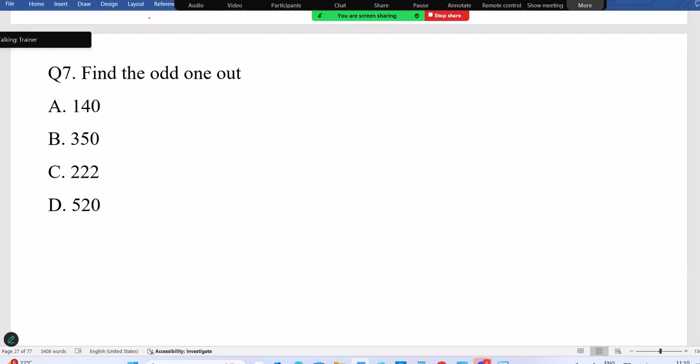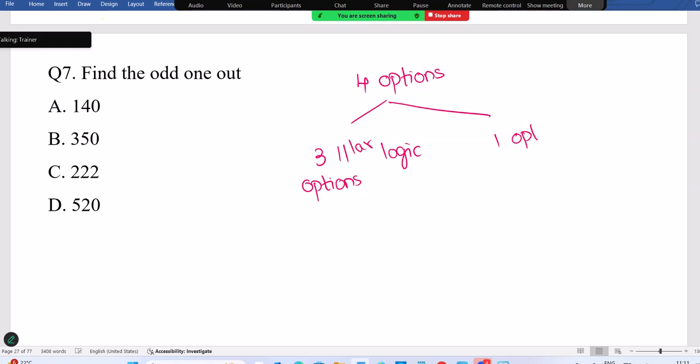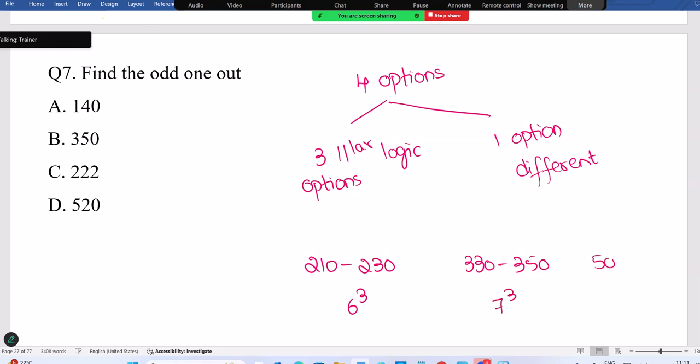So we know in odd one out, if four options are given, three have similar logic and one option has different logic. That is what we need to identify. Especially when you see numbers in the range of 210 to 230, you should get 6 cube in your mind. When you see any number in the range of 330 to 350, 7 cube should come into your mind. Any number in the range of 500 to 520, 8 cube should come into your mind.